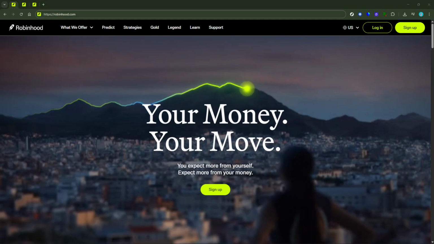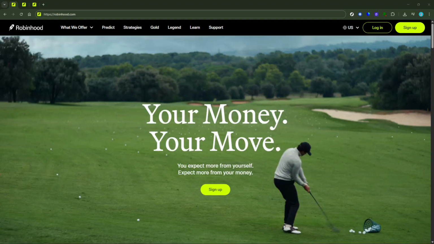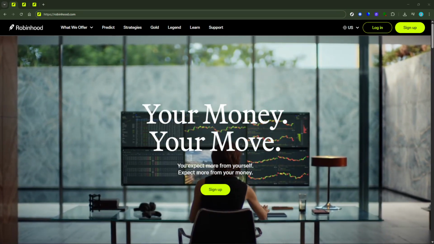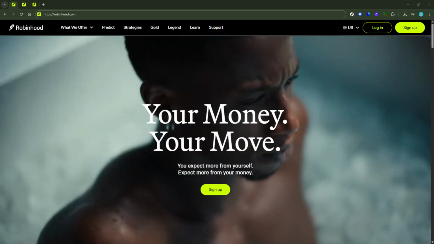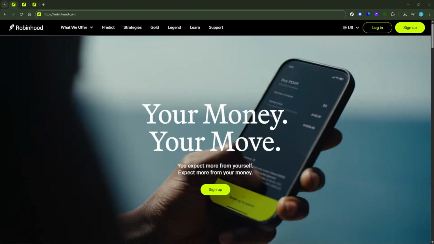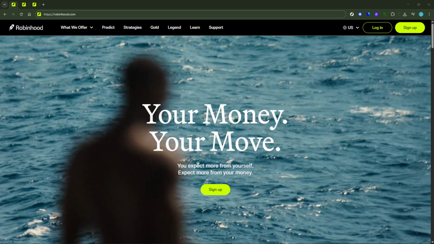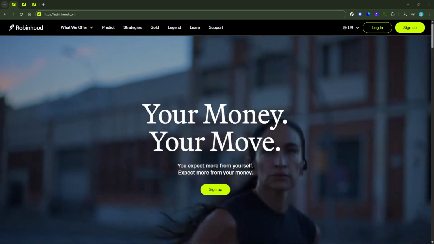In today's video, I'm going to teach you what stock lending on Robinhood means and how you can set it up to potentially earn passive income from your investment portfolio. By the end of this guide, you'll understand not just how to enable the feature, but also what it really means for your stocks and what you can expect once you get started.